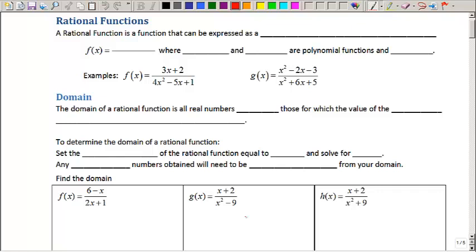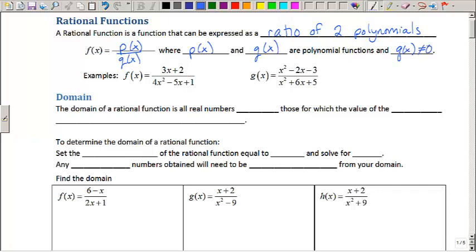It's a function that can be expressed as the ratio of two polynomials. For example, if I have f of x is equal to, let's say, p of x over q of x, where both p of x and q of x are polynomial functions. Also, q of x cannot be 0. If q of x was equal to 0, then we'd have dividing by 0, and we can't have that.